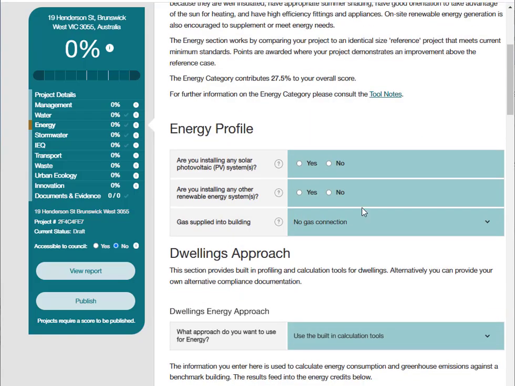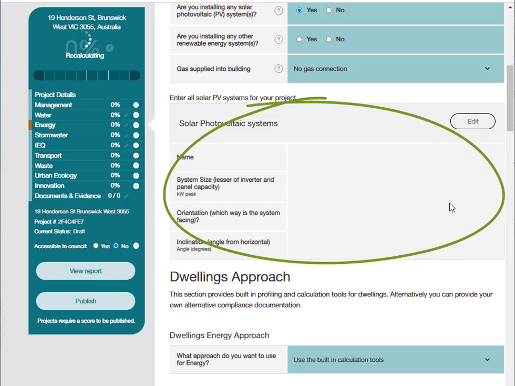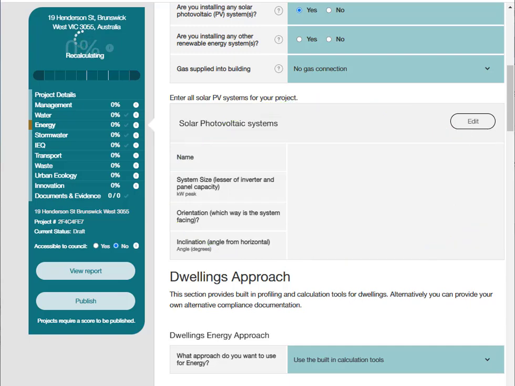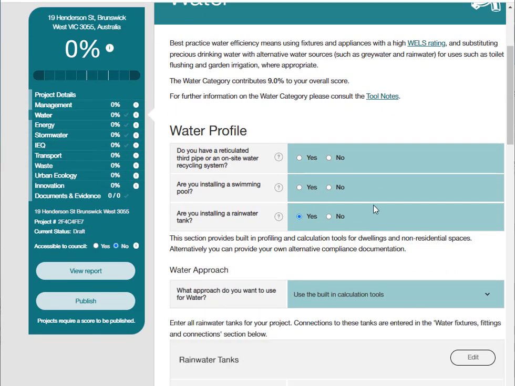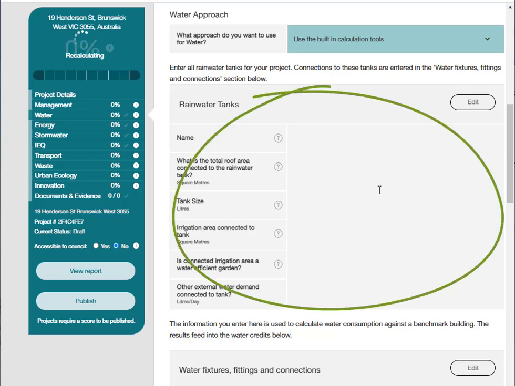If you nominate that you have a solar PV or other renewable energy system, you are asked for more information about these systems. If you do not have these systems, then the renewable energy credits will be disabled. Similarly, on the water page, if you nominate that you have rainwater tanks, then you are asked for more detail about the tank and connections.